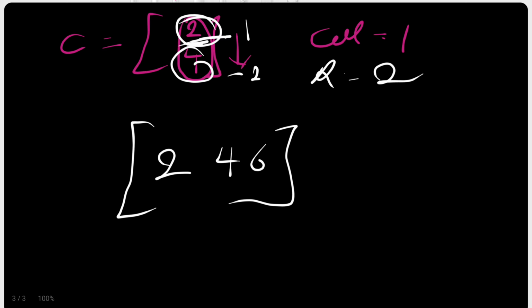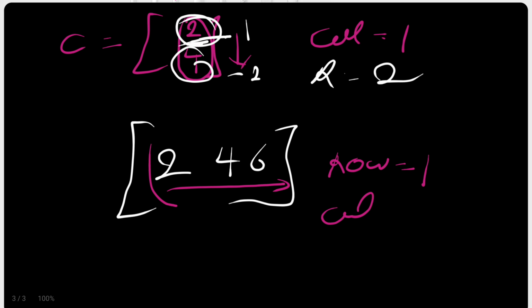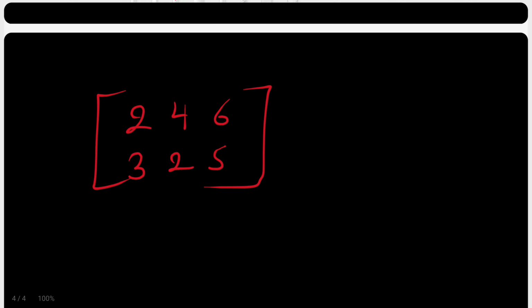Let me ask you some questions, like 2, 4 and 6. In this one, how many rows? This is going that side, so in this one only 1 row. Row is only one, but in this one, column is 1, 2, and 3 columns. How? Let me explain here. Let's take another example. Suppose this is 2, 4, 6, 3, 2, 5, and this is a closed bracket. It is a bracket, it is a matrix, right?